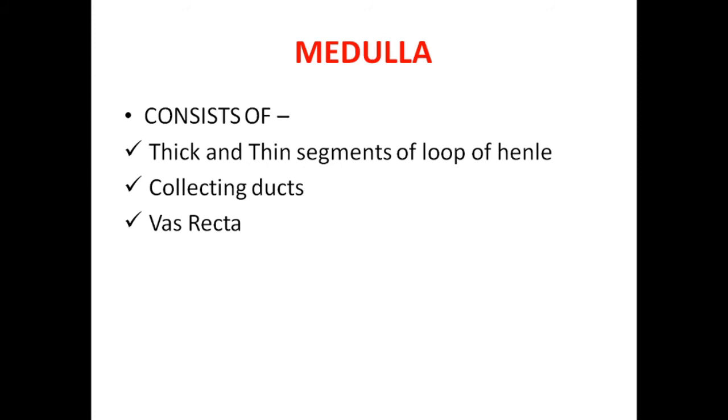The medulla consists of the thick and thin segments of the loop of Henle, that is the thick descending, thin descending, loop itself, thin ascending and thick ascending. The thick descending and thick ascending parts will be similar to the convoluted tubules near them. The thick descending part will be similar to the proximal convoluted tubules in look as well as in structure, whereas the thick ascending limb will be similar to the distal convoluted tubules. Apart from that, there will be collecting ducts present there and also the vasa recta, that is the blood vessels.